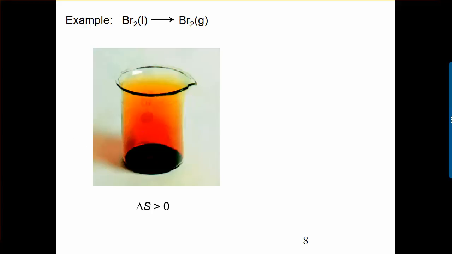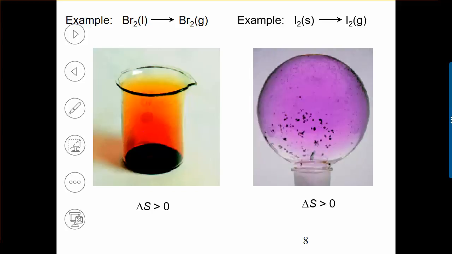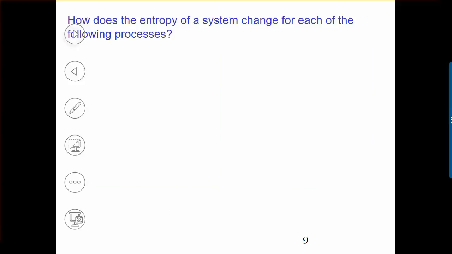Okay, bromine liquid to bromine gas. If it says delta S is less than 0, what does that mean? Liquid to gas. I'm sorry, greater than 0. I was saying it's greater than 0. That's a positive delta S, right? Liquid to gas, positive delta S. Here we have a solid to a gas, so this is sublimation, also a positive delta S situation.